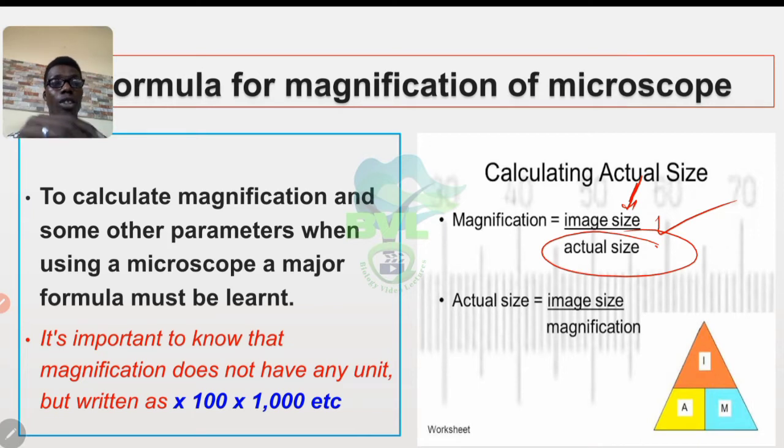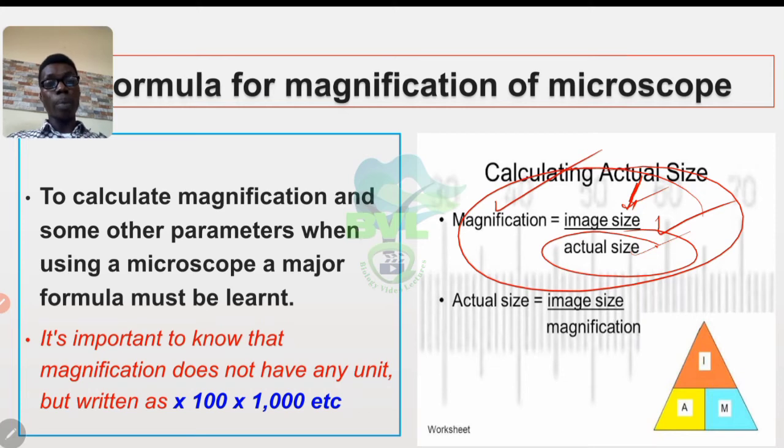But bear in mind that you can be given the magnification already, like this thing is this times big, and then you can be asked to find the image size or actual size. Most of the time you are going to be asked to find one of them. Once you know this formula, all you need to do is make one of the parameters the subject of the formula. You can also stick to this triangle here. When you're finding actual size, it's going to be image size over magnification. When you're finding the image size, it's going to be actual size multiplied by magnification, as the case may be.